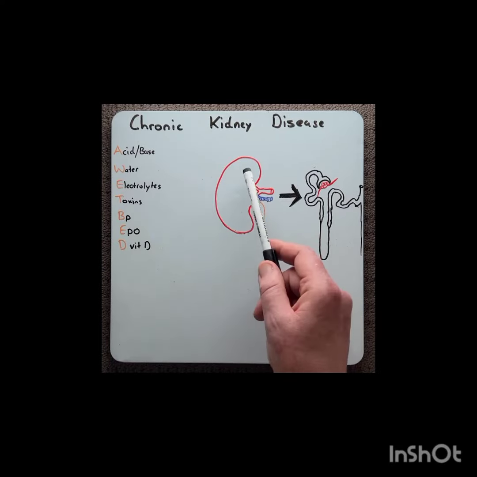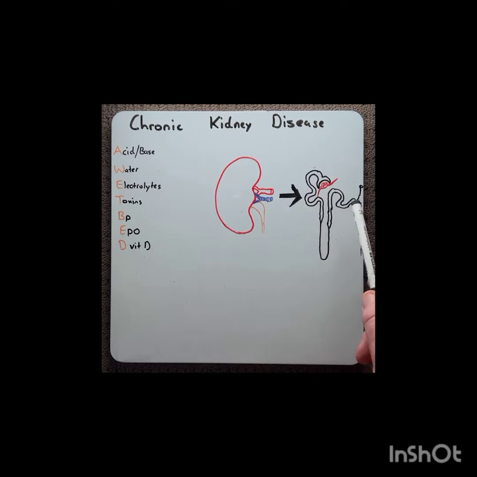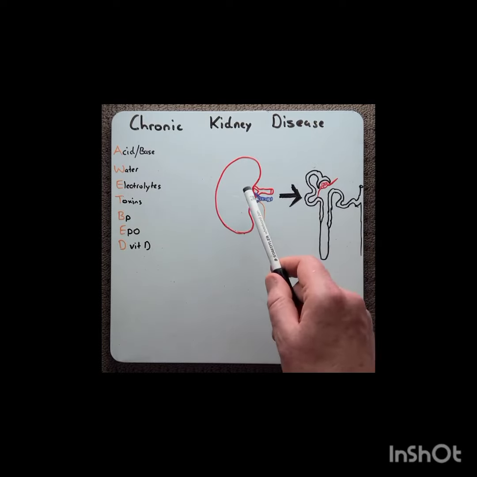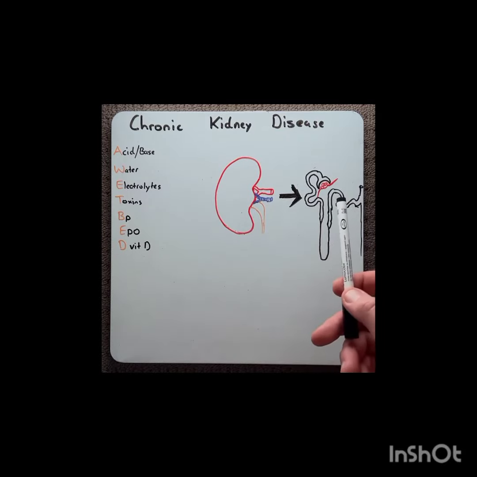So the way that the kidneys can perform all of these functions is by the action of the functioning unit called the nephron. Each kidney has approximately 1 million nephrons. Each nephron filters the blood, reabsorbs important substances back into the blood, and everything else is excreted via the urine.